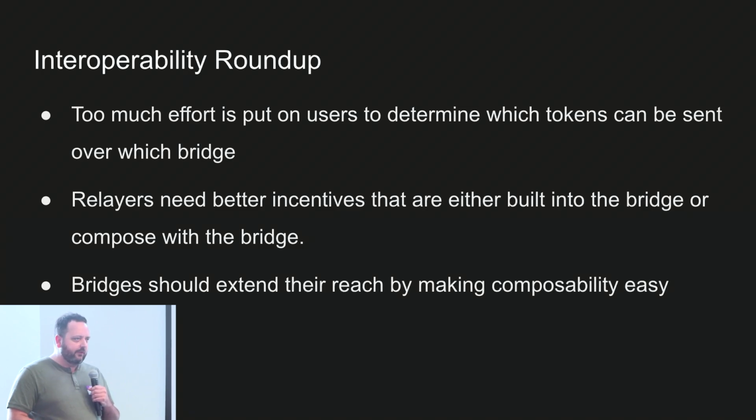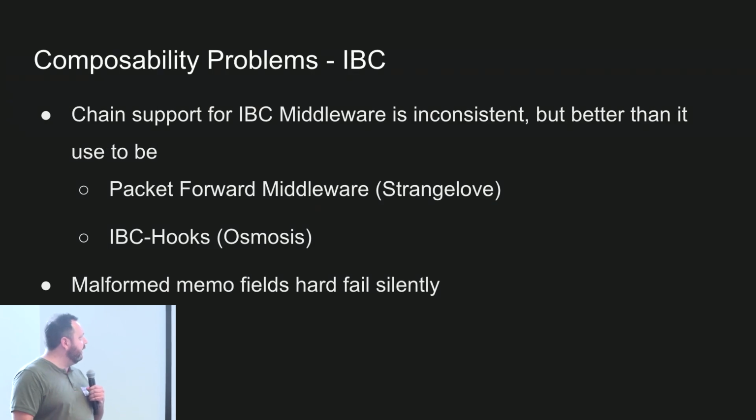Ideally, incentives are built into the bridge, and bridges should extend their reach by making composability far easier. Just to click through here, composability for IBC, the two main tools that we use, and there are other ones depending on the chain you use, are packet forward middleware, which was originally created by Strangelove, and IBC hooks. PFM allows you to trigger another IBC transfer when an IBC transfer is received. IBC hooks allows you to call a WASM contract.